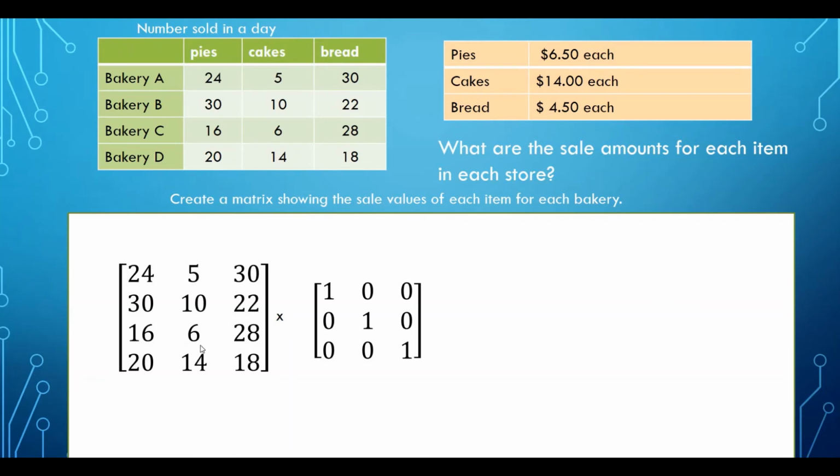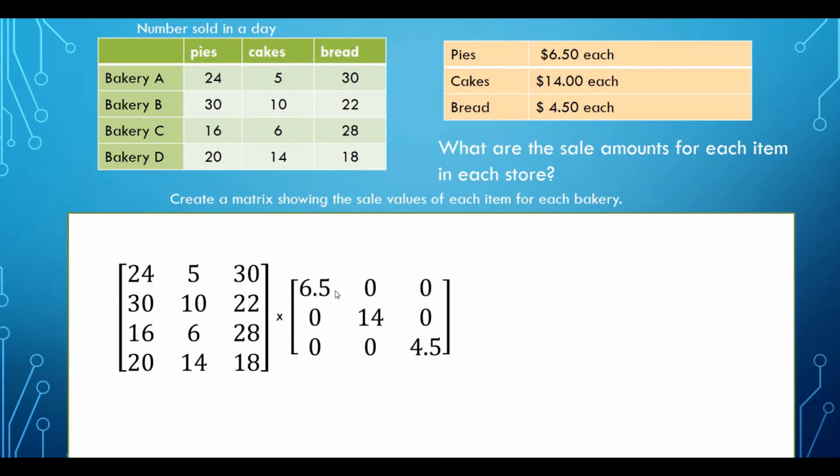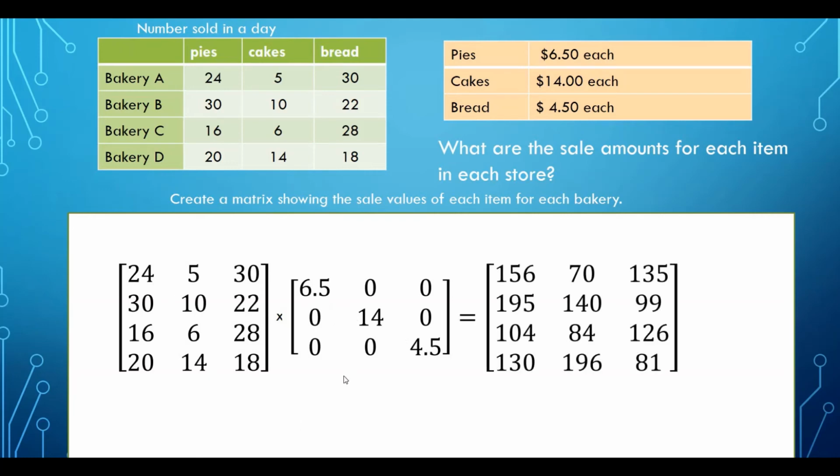But we don't want these values to be multiplied by 1. We want the values in our first column, our pies, to be multiplied by $6.50. The values in our second column, which are our cakes, to be multiplied by $14. And the number of loaves of bread, our third column, multiplied by $4.50. So what I can do is exchange each one of my ones for the value I wanted to be multiplied by. So now 6.5 is going to be multiplied by 24. Now, this is our resultant matrix.